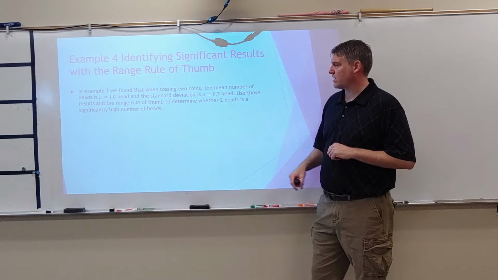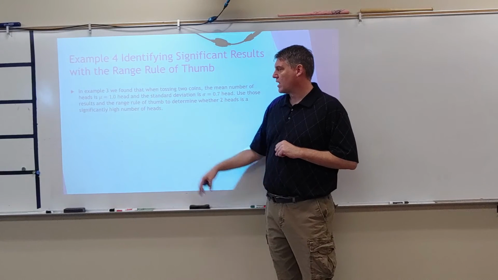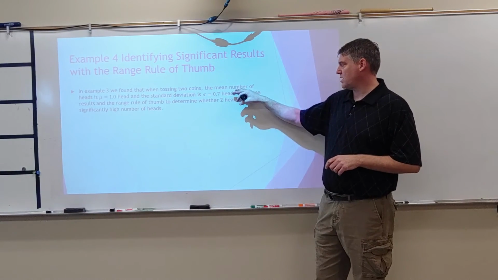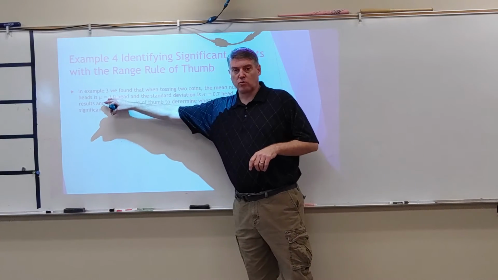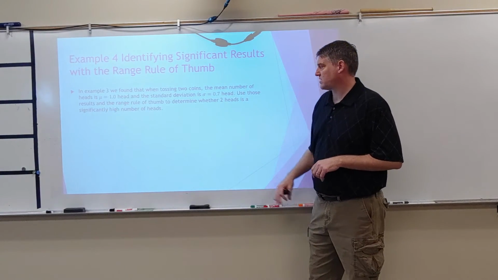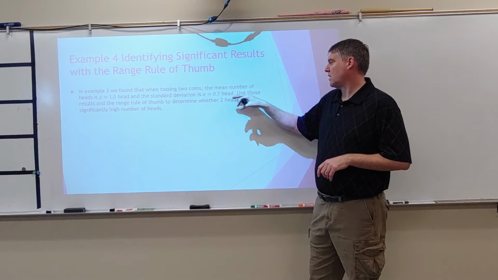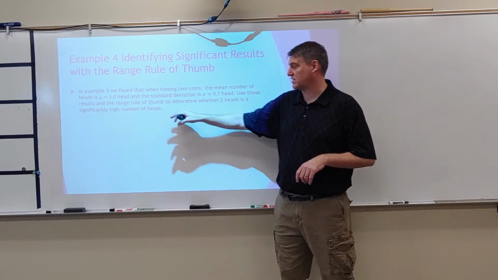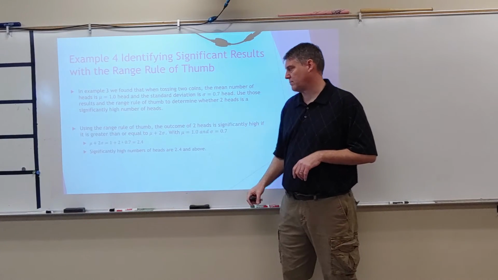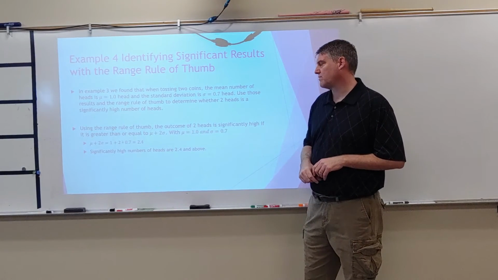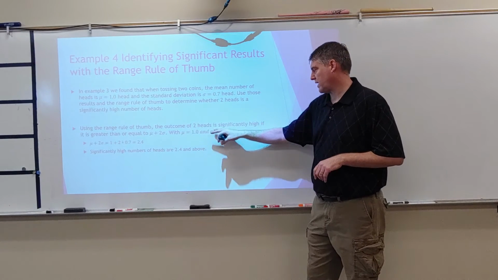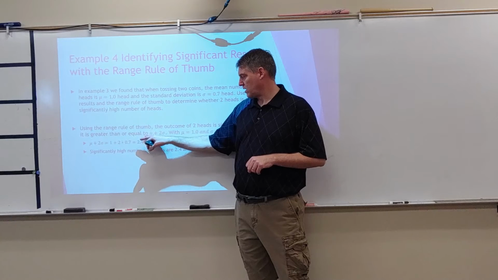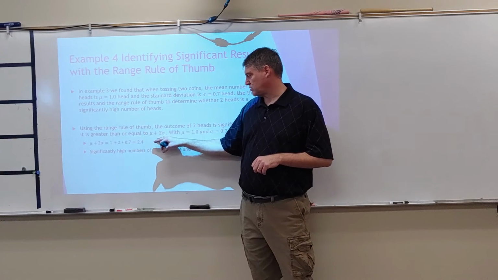Okay, identifying the range rule of thumb. So in example 3, we found that when tossing 2 coins, the mean number of heads is 1 and the standard deviation is 0.7. Use the results in the range rule of thumb to determine whether 2 heads is significantly high. So using the range rule of thumb, the outcome of 2 heads is significantly high if it is greater than or equal to the mean plus 2 sigma.